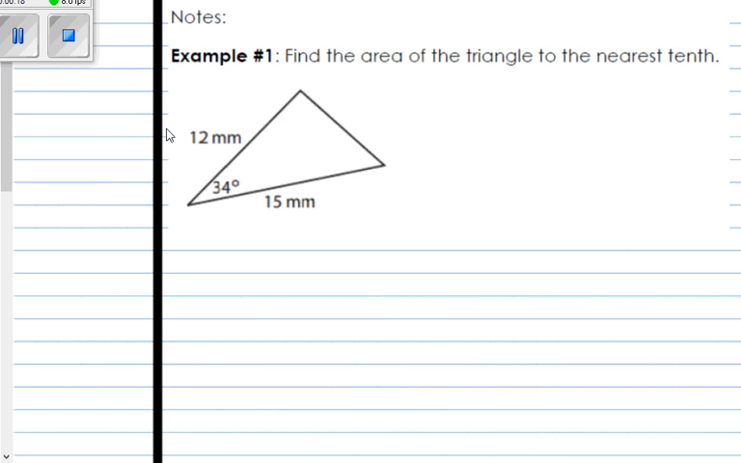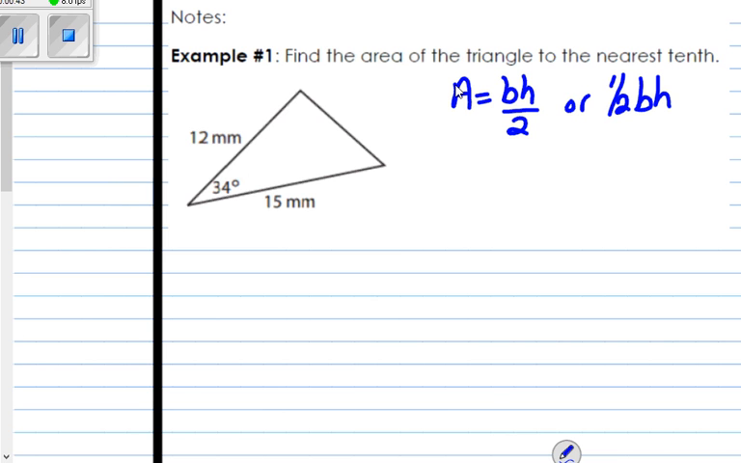What is the formula for finding the area of a triangle that you learned back in elementary school or middle school? It was base times height divided by 2. Perfect. Base times height divided by 2, or 1/2 base times height. Same thing.